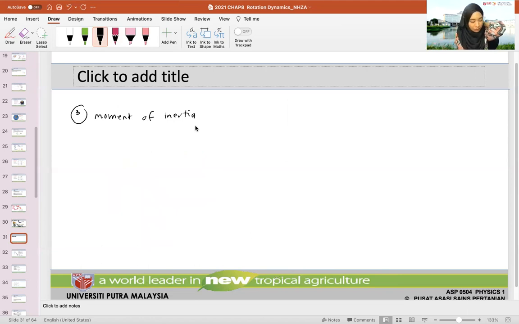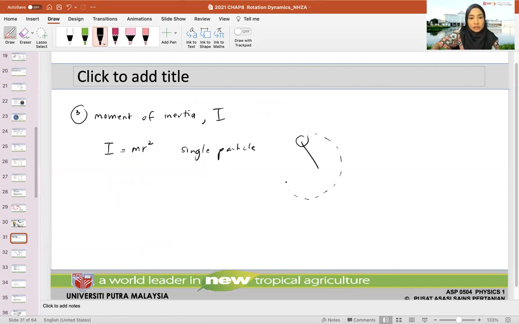Okay, next one is moment of inertia, or I. Okay, we also learned about this one. I is equal to mr squared. This is for a single particle that is rotating. So you have a single particle and it is rotating. So this is I equals mr squared. It's called moment of inertia.